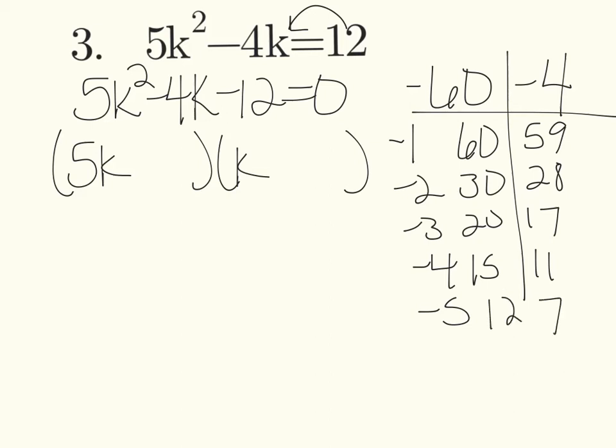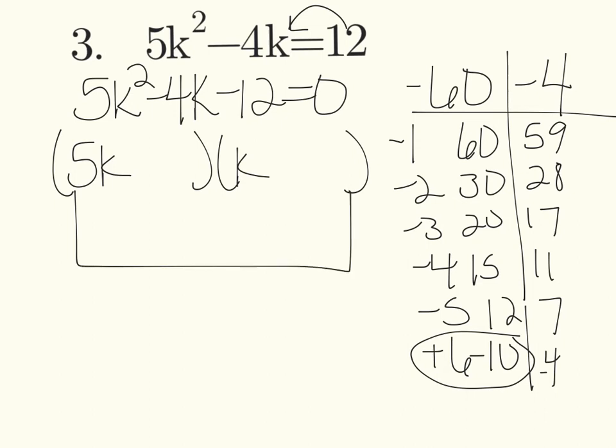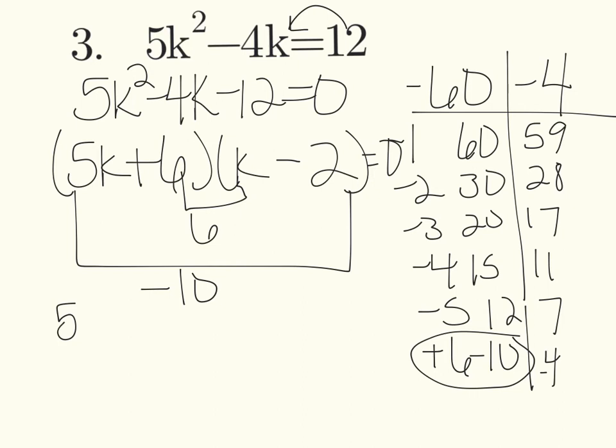Which is 7, -6 and 10, which is 4, but I want a -4, so I'm going to split them up. Okay, so here we go. 5 will go into -10, so that's my -10, and that's my 6. We know 6 just falls in there, and then 5 times -2 is -10. Okay, so now I'm going to take my two parentheses and separate them. So I have 5k plus 6 equals 0, and k minus 2 equals 0.